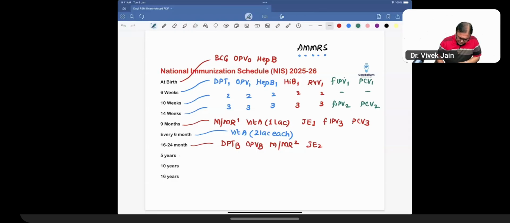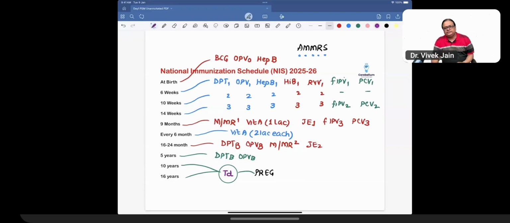At 5 years, we give DPT booster. It's not written in the program, but it is along with OPV booster. At 10 years, 16 years, and in pregnancy, we give TD vaccine. So tetanus diphtheria combination is given at 10 years, 16 years, and in pregnancy. This is the complete immunization schedule of India.